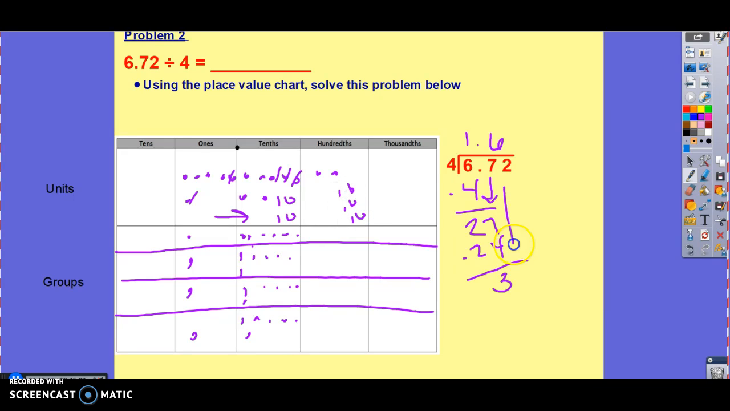We now have 32 in the hundredths place. And when we divide 4 into 32, we're going to get a whole 8. We're going to put 8 in each one of these. So we're dividing 32 into 4 equal groups, which is 8.